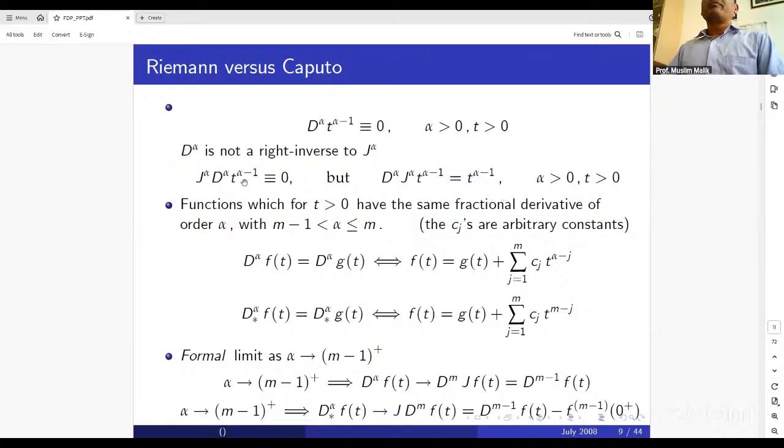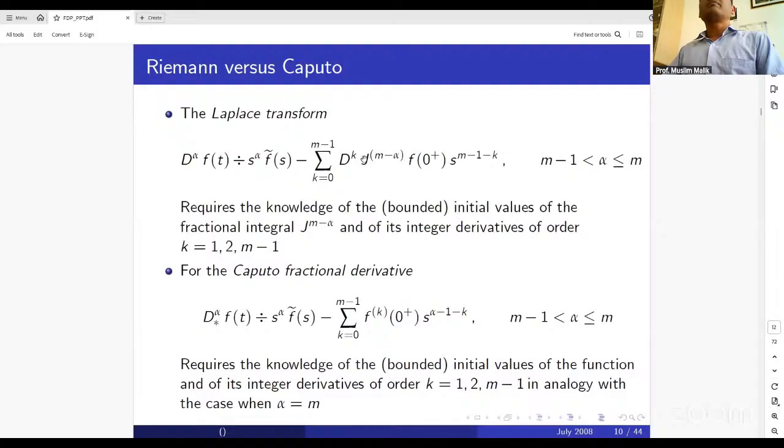So we can see that for this function, J^alpha D^alpha and D^alpha J^alpha do not commute. Okay, so this also satisfies our property, a property similar to the integer order derivative and integral. Here we have when these two things will be equal: the alpha derivative of f will be equal to the alpha derivative of g if f and g have this expression, and also f and g have the same expression if they have the Caputo derivatives.